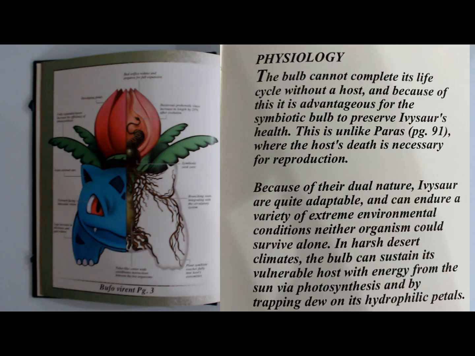Because of their dual nature, Ivysaur are quite adaptable and can endure a variety of extreme environmental conditions. Neither organism could survive alone. In harsh desert climates, the bulb can sustain its vulnerable host with energy from the sun via photosynthesis and by trapping dew on its hydrophobic petals.